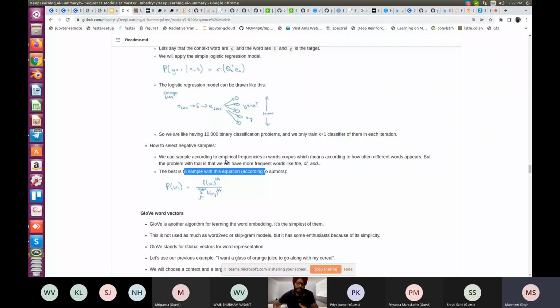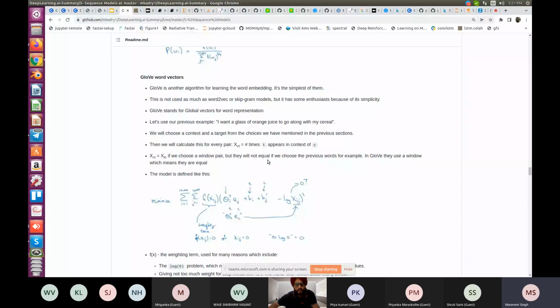So they basically take a function of that, and they would typically reduce the weights of these more frequent words. Now that was about the word-to-vec algorithm. There is another algorithm known as the GloVe algorithm. It stands for Global Vectors for Word Representation, and this is like the simplest of the word embedding algorithms, not used as much as word-to-vec or the skipgram model. But since it is simple, it has got a lot of people who use this algorithm.